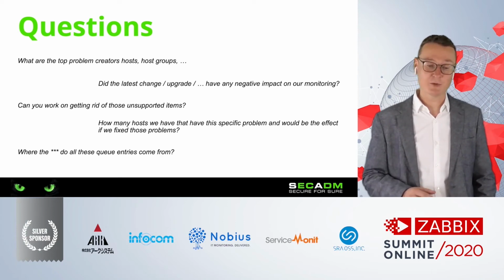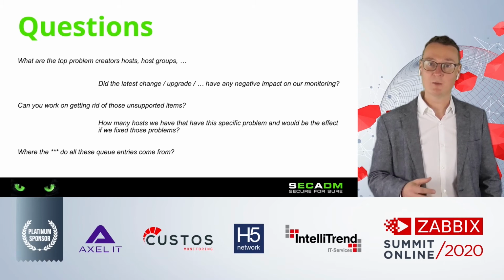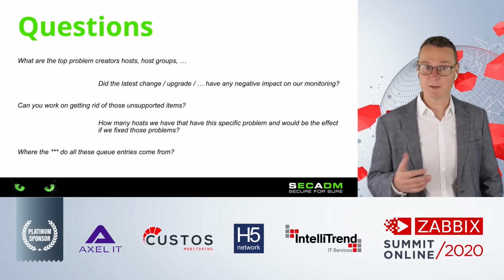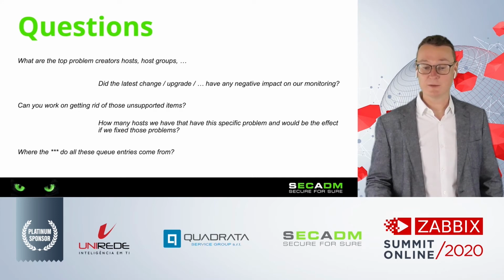And last but not least, of course, the queue items. Where the hell do they come from? Which are those items, and why do I have them in the queue? Is it my database being too slow? Is it something else? You have to find out.